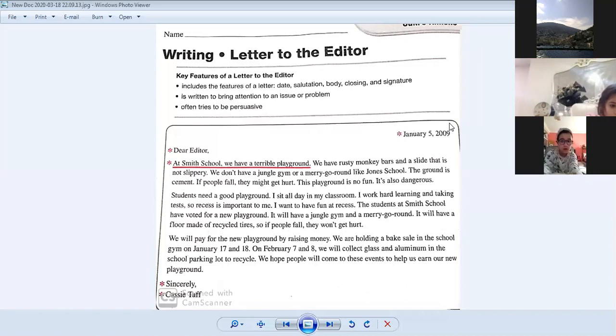Okay, list three details that support the student's opinion. The student here on this paragraph, see these three lines? She wrote what kind of problems they have in the school. Write three of them, please. Choose any three of them, any three that you want, and write them. I'll give you 1 minute to finish.